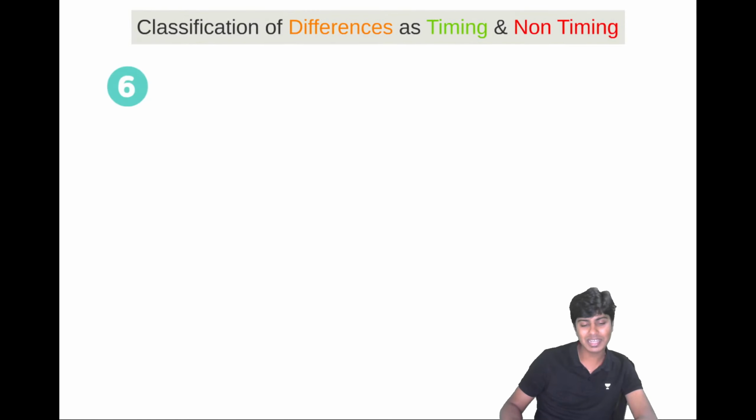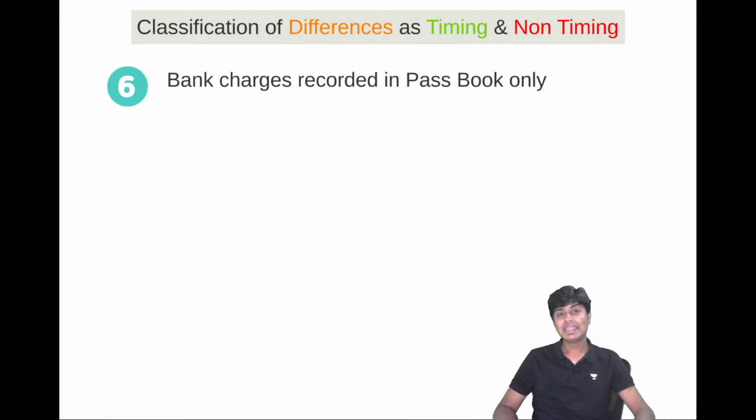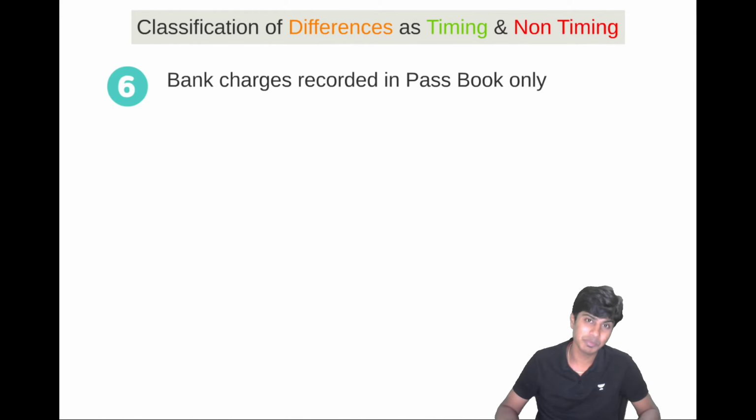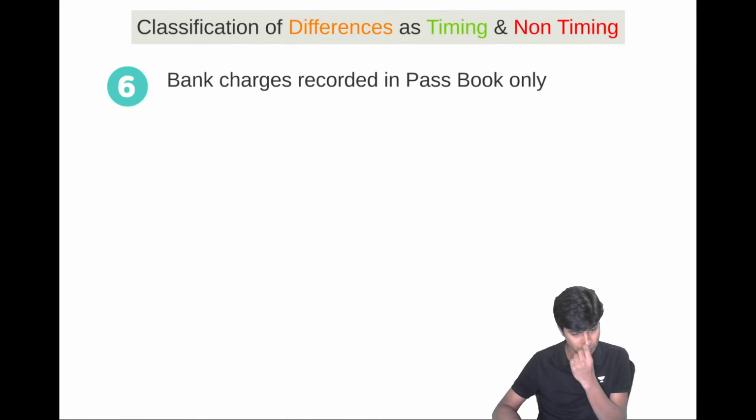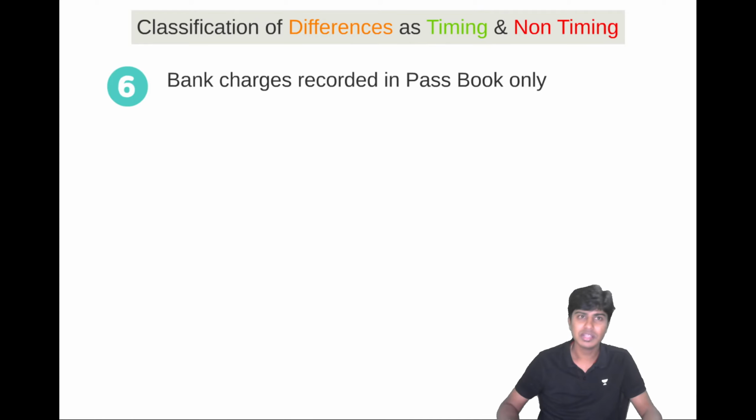Then we have bank charges recorded in the passbook only. This is again an error in the cash book, because bank charges have to be recorded in both places. Here the entry is made in the passbook but we have not entered it in the cash book. Because we have not entered it in the cash book, this becomes our error and we have to rectify the same. Until and unless we rectify this error in our cash book, there will always be a difference.